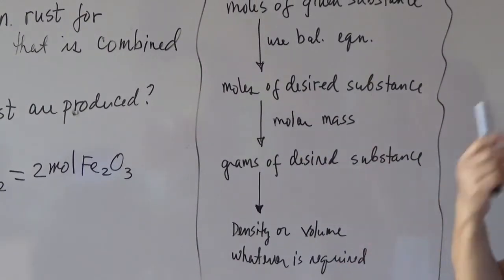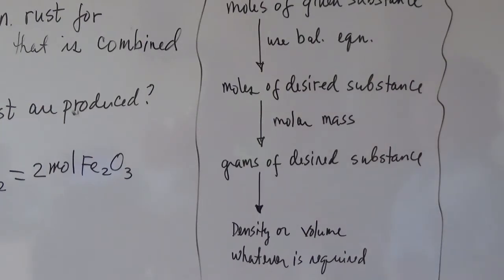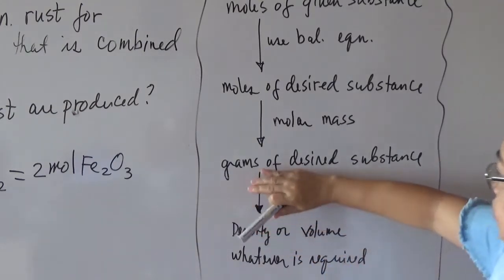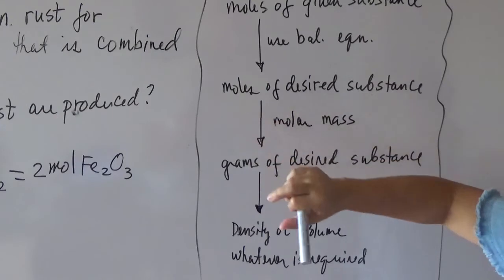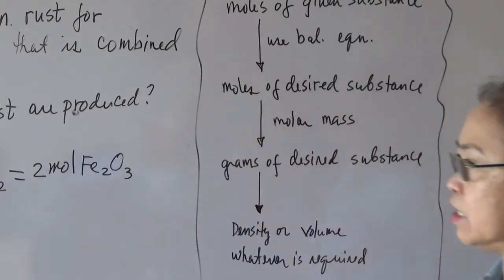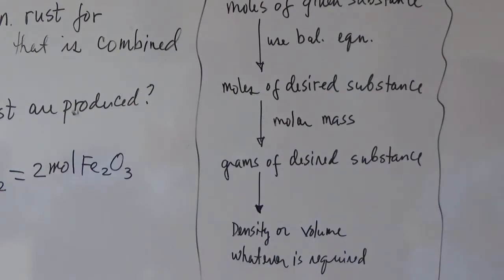So for example, if the final requirement is the density or the volume, then you can make use of the formula of the density. If the final requirement is up to grams only, then you will stop up to here, or if the requirement is moles of the desired substance, then you can stop up to here. Okay, so for example, problem number 1.